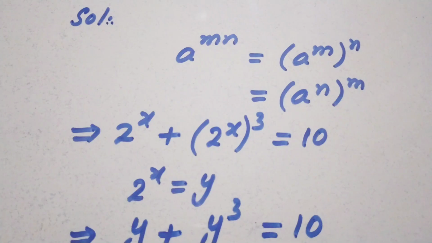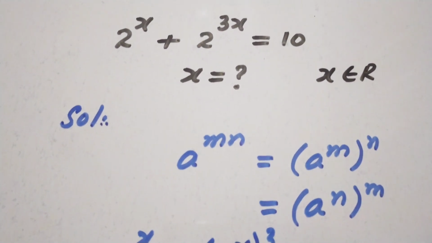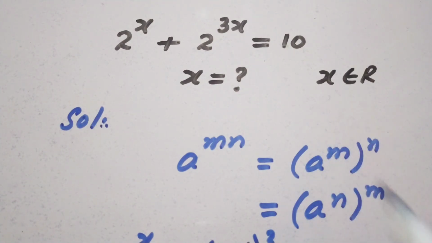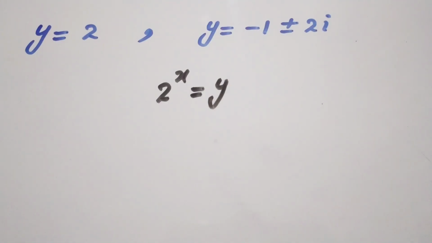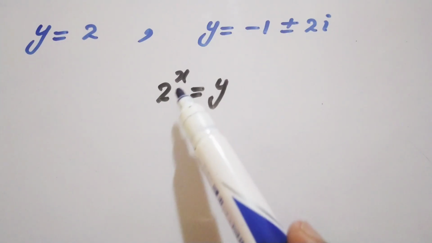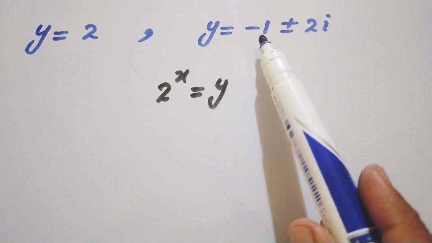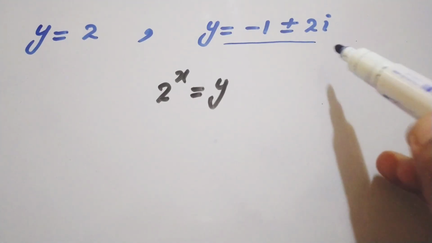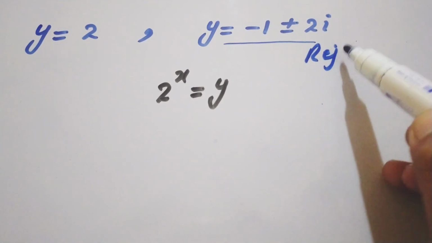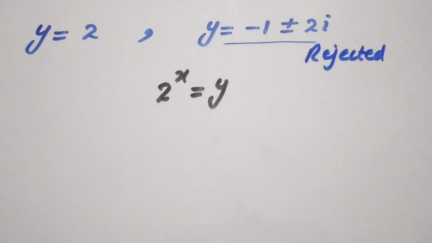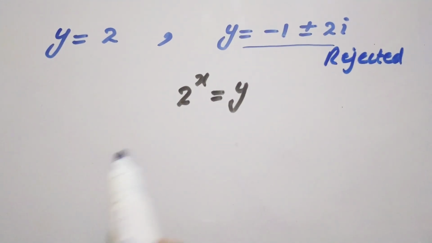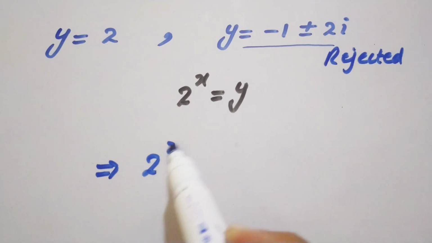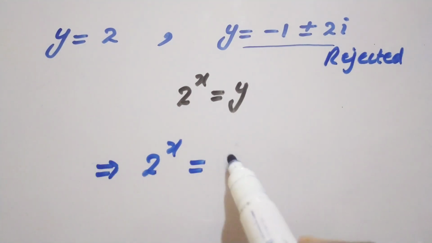Now recall that we have supposed that 2 power x is equal to y. And we are interested to find the value of x such that x belongs to real numbers. Hence we are interested to find the x which is a real number, so y is equal to minus 1 plus minus 2 iota. From this we get a complex number, so we will reject this value of y. Now this will become 2 power x is equal to y. The value of y is 2.